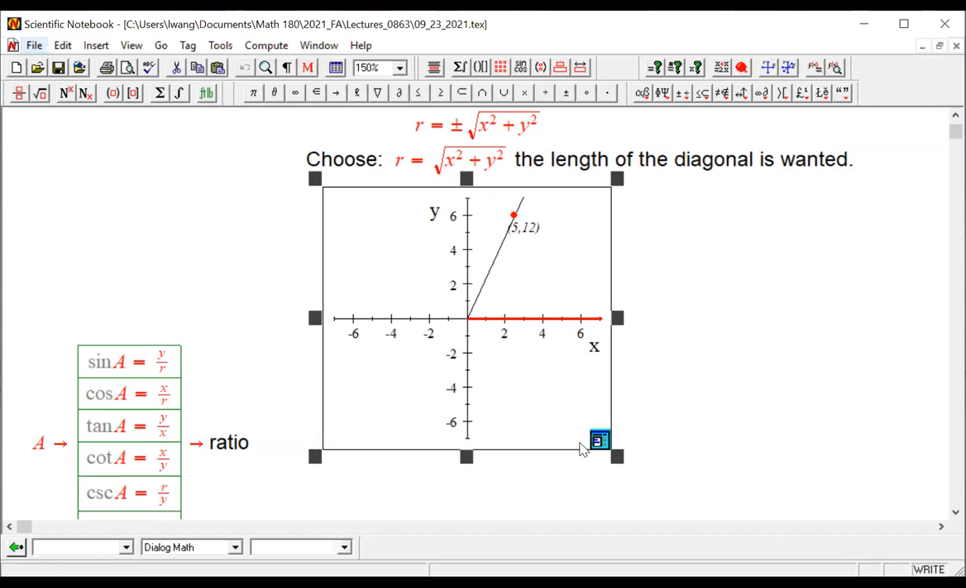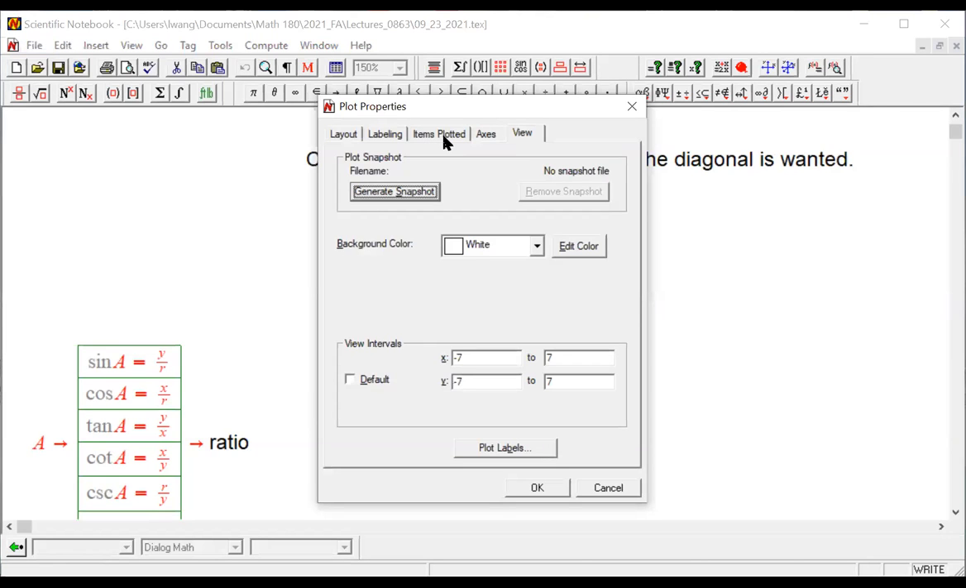If it's a 5, 12, maybe I'll try to make it proportional. Okay, I don't want to confuse you, right? I can easily make it proportional. That's not a big problem. Let me do that.